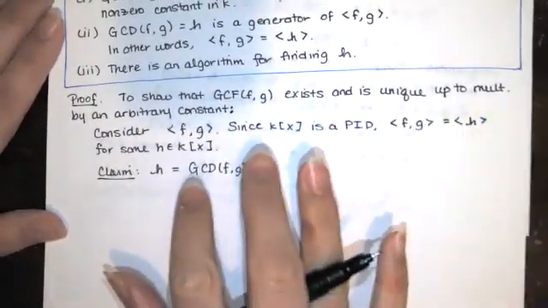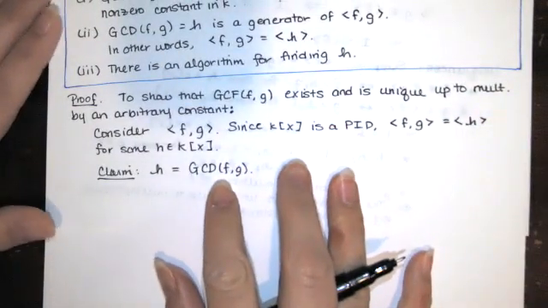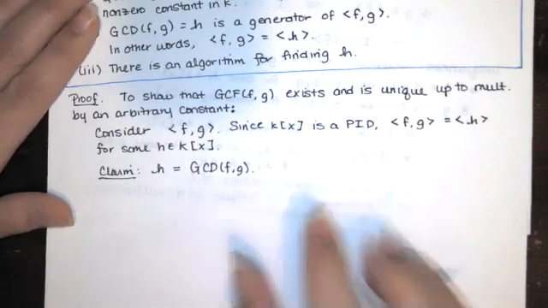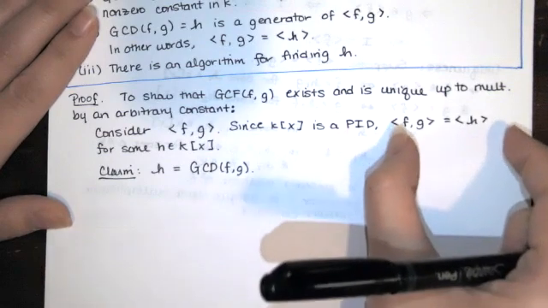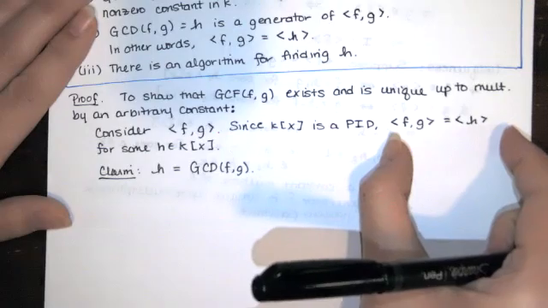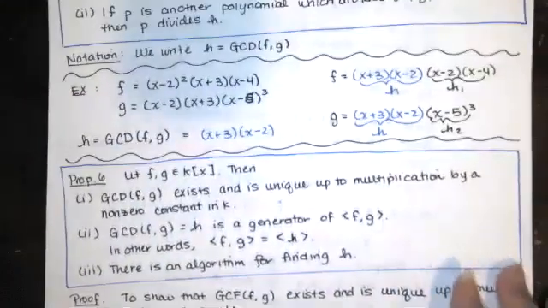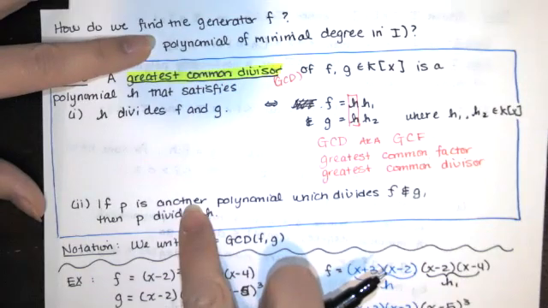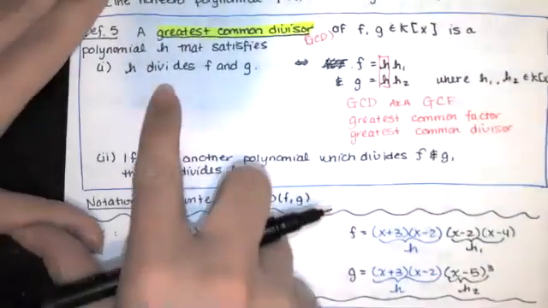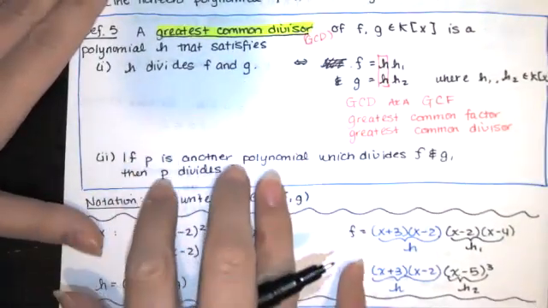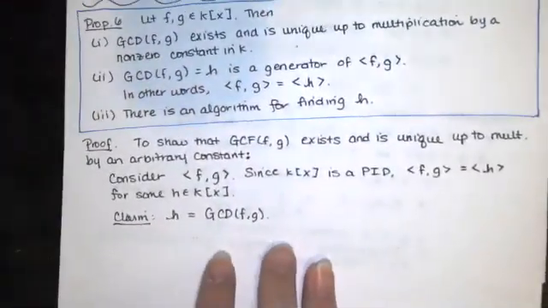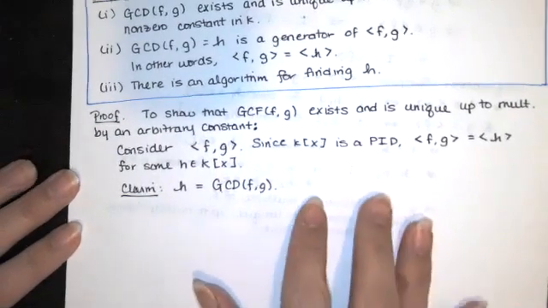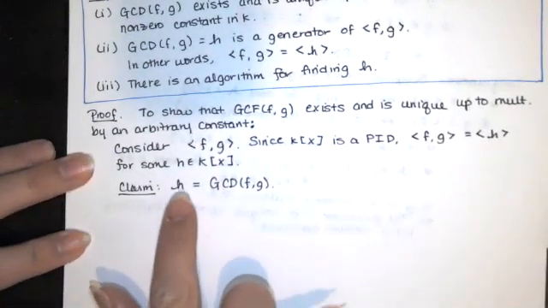Now, if you want to prove that h is the GCD of these two guys, where this ideal is equal to this ideal, we want to use the fact that these two are equal to each other to show that H has to satisfy these two parts of the definition. So we want to use our assumption here to show that H divides F and G, and that if P is any other polynomial which divides F and G, P has to divide H. So that's the goal, that's the plan.